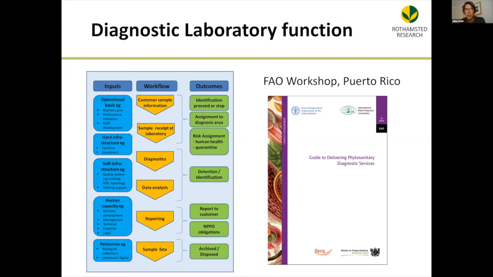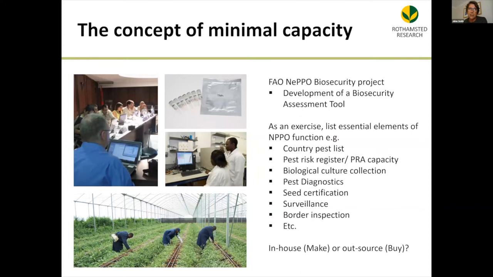Then you've got the idea of the workflow, how the sample comes in, how you receive, diagnose, report, etc. on that workflow, and the outcomes that are associated with each of those stages so that you have this sort of transparency in delivery. So that's one resource that you might look at as to the diagnostic capacity that you have in your situation. It's quite a complicated book, and it's probably at the top end of what you would require. So it's sort of a state-of-the-art situation.